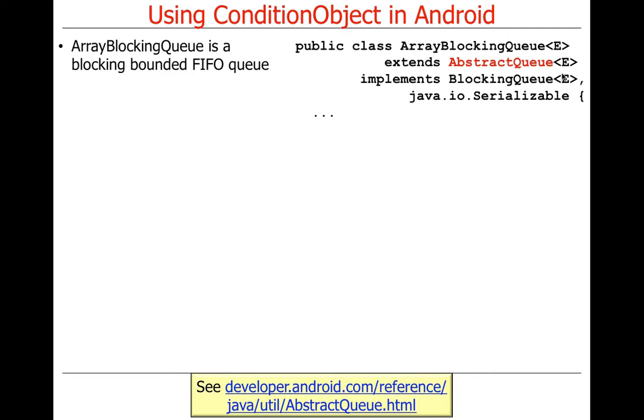ArrayBlockingQueue extends the abstract queue class, so it implements a bunch of methods from that, and it implements the blocking queue class. As a consequence, it's rather complicated. There's a lot of methods. In fact, I was listening to Doug Lea's great YouTube video the other day about engineering concurrent library components.